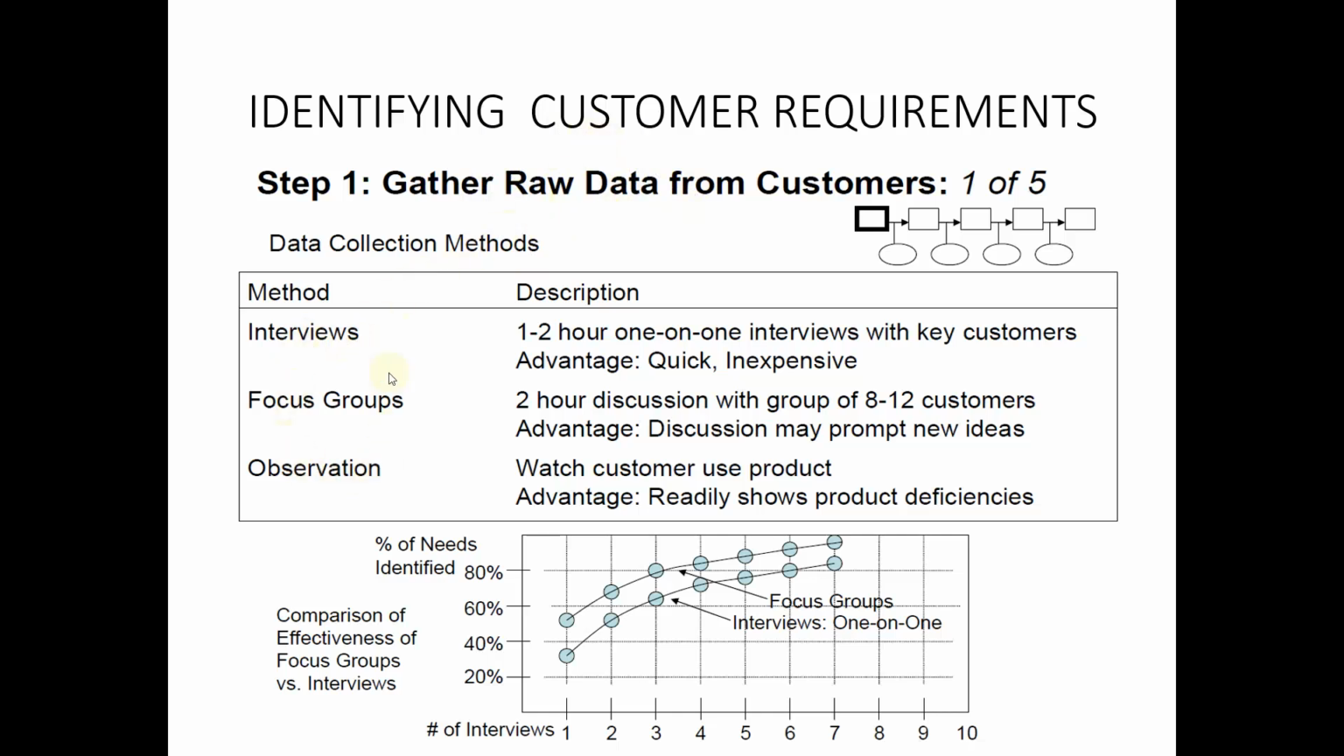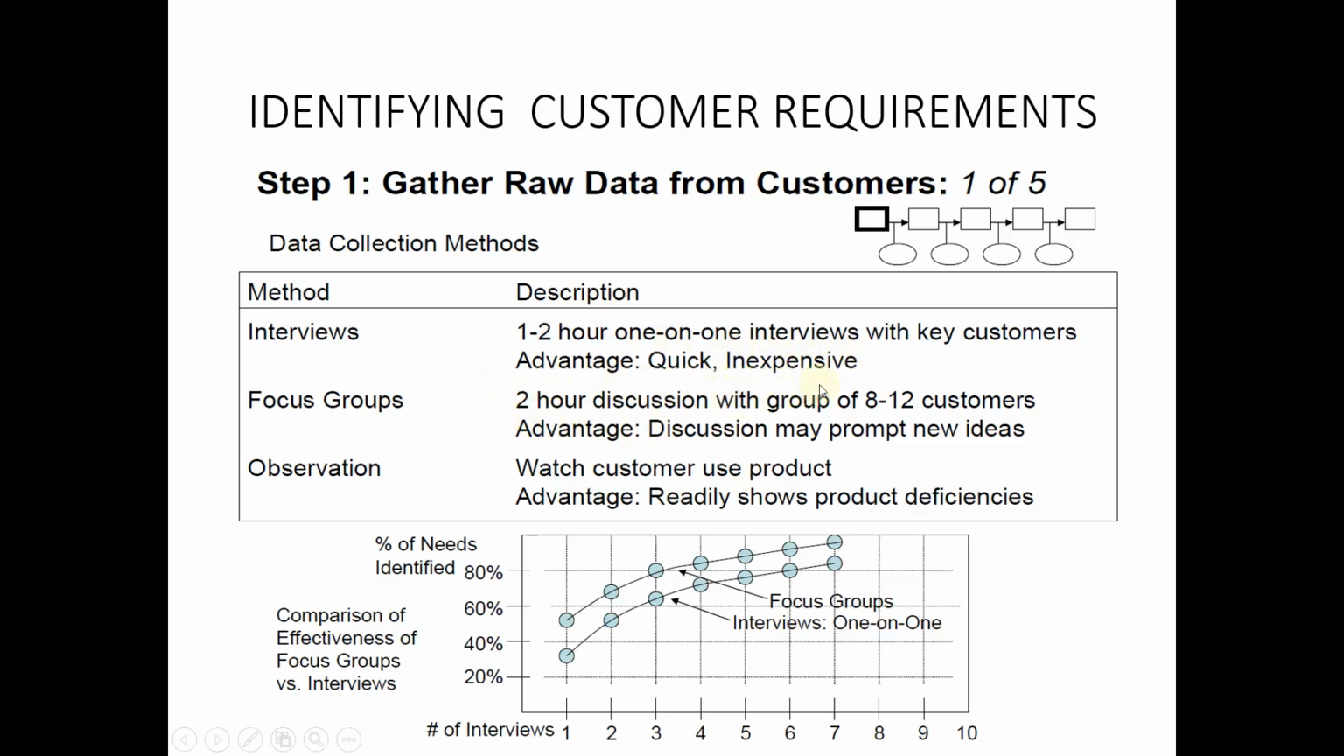So these are the different methods listed here. Some of the methods: interviews, focus groups, observations, etc. Interviews, it is a one-on-one interview with the customer which lasts for about 1 or 2 hours, and during that time the interviewer will try to obtain maximum information from the customer. The advantages: it is quick and inexpensive.